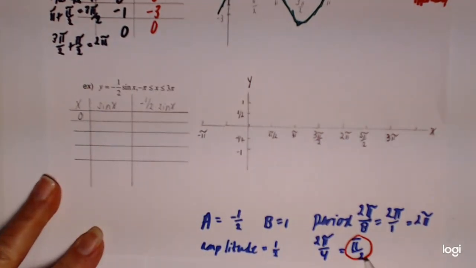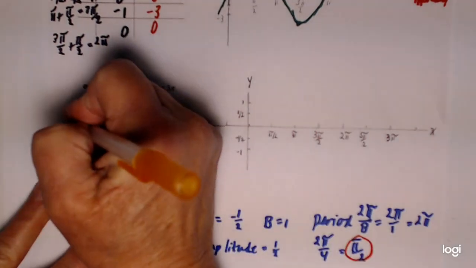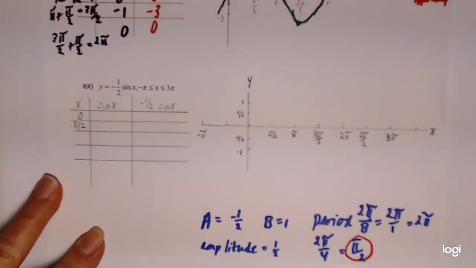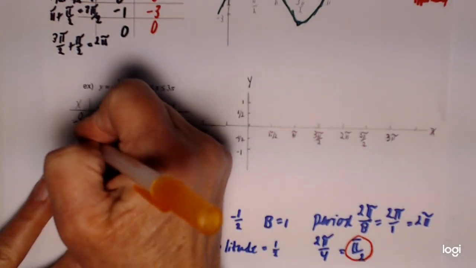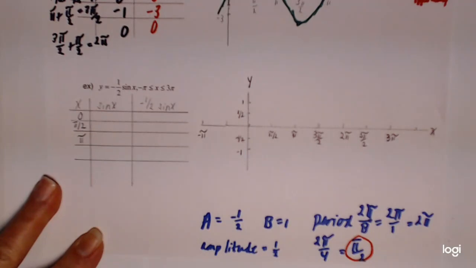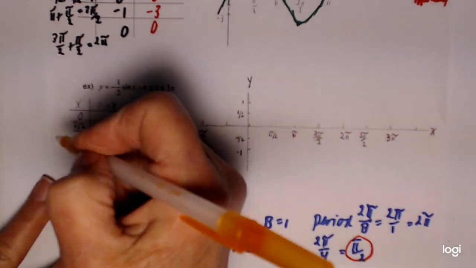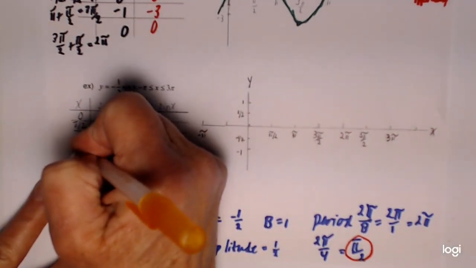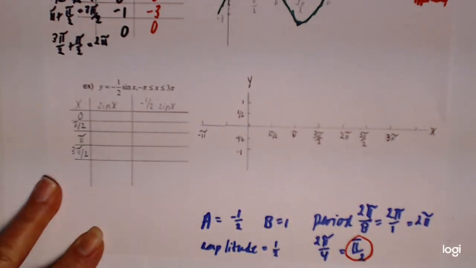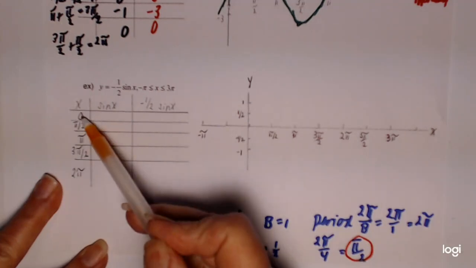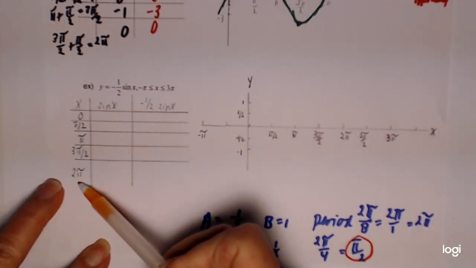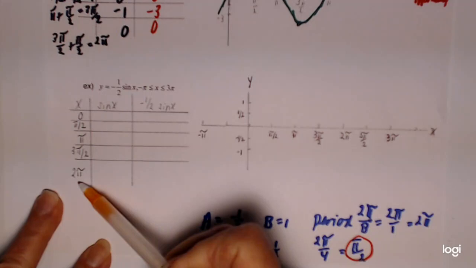Then we're going to add our increment of pi over 2 to get our next x value of pi over 2. Pi over 2 plus pi over 2 is 2 pi over 2, or pi. Adding pi over 2 again, this is what we did in the previous example, 3 pi over 2. And then last but not least, 3 pi over 2 plus pi over 2 gives us 4 pi over 2, or 2 pi. So there are our 1, 2, 3, 4, 5 key x values.